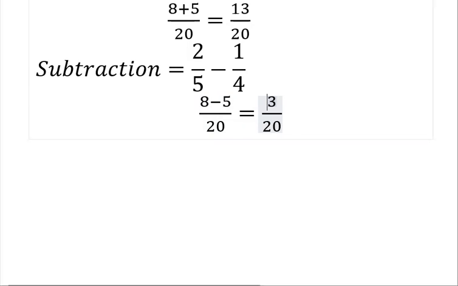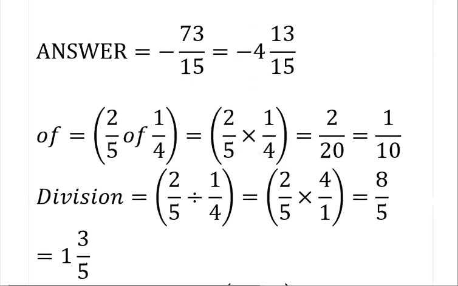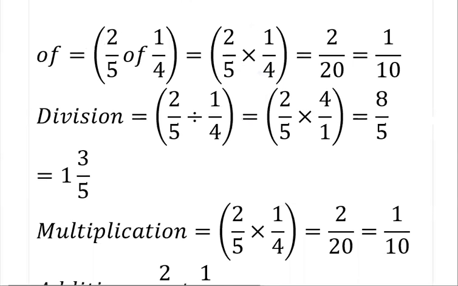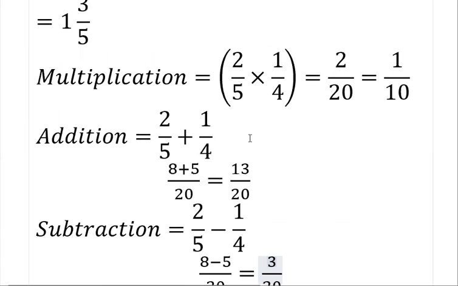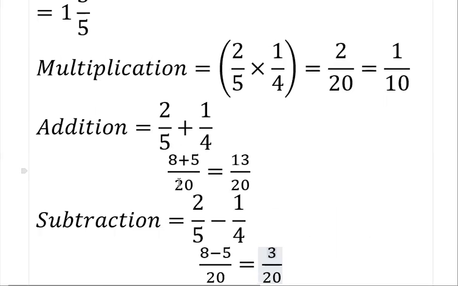Very quickly, you can always go back and see. Always deal with your bracket first. The next one is of. You change your of to times and continue your operation. The next one is division. You change it to times as well, but while changing, you swap the numerator and the denominator. The next one is multiplication. The operation remains the same. Then addition, you will look for LCM. Subtraction, you will look for LCM.